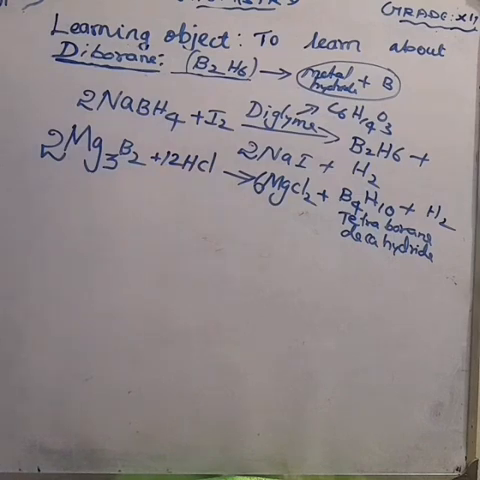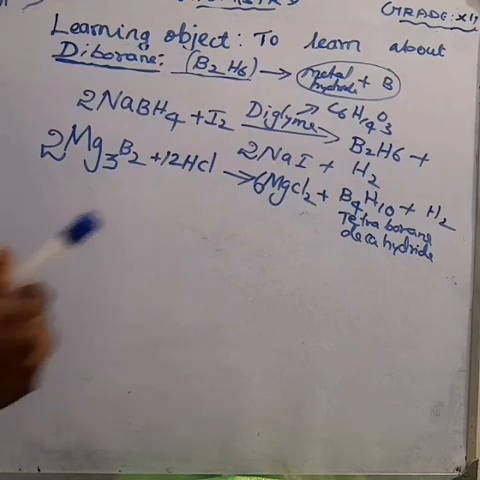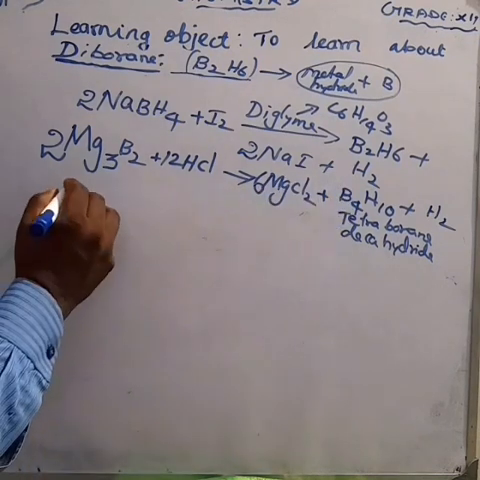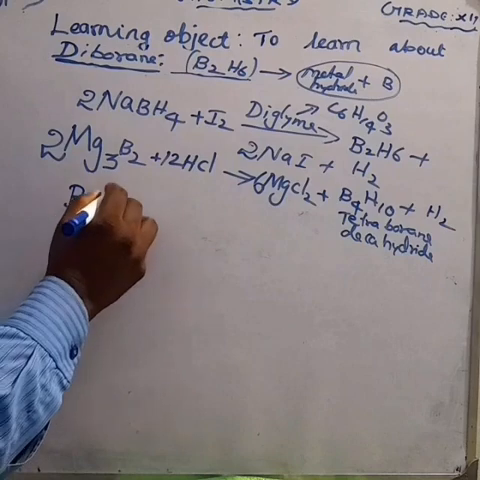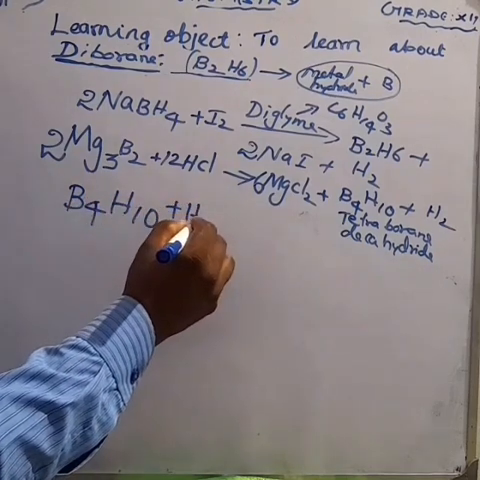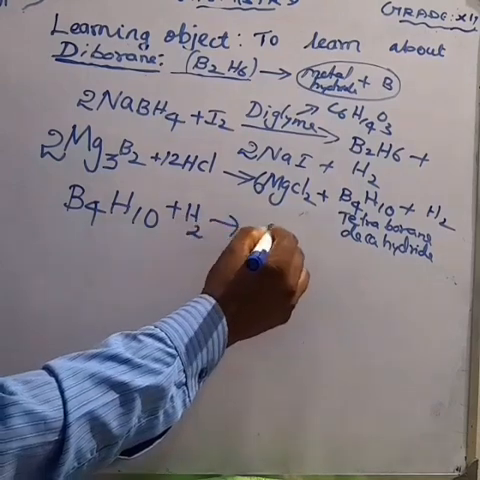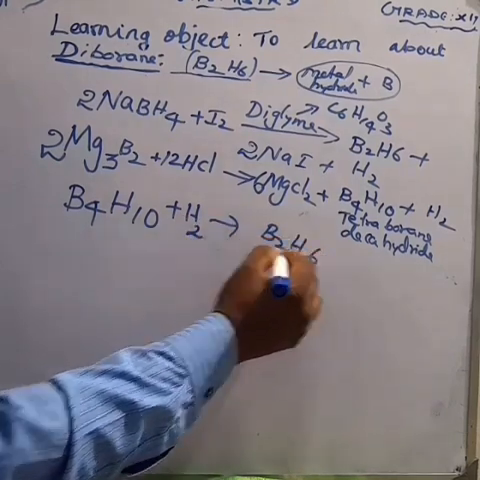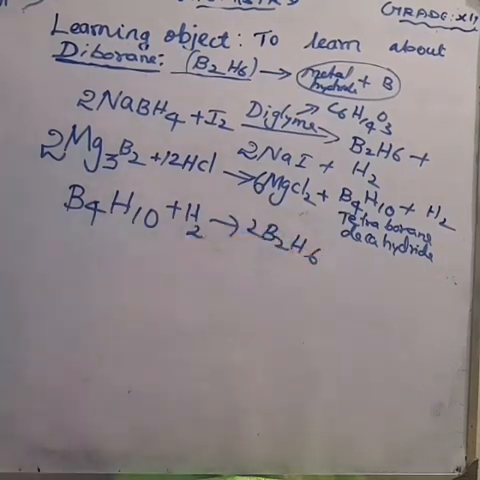Next, this tetraborane, the formula is B4H10, reacts with hydrogen, we get B2H6. How much boron is there? B4. So make it 2 here. Now the equation is balanced.